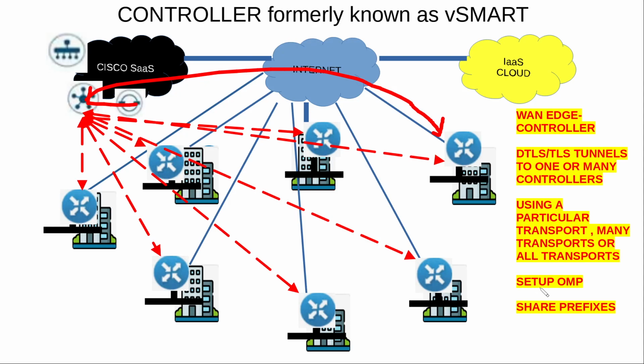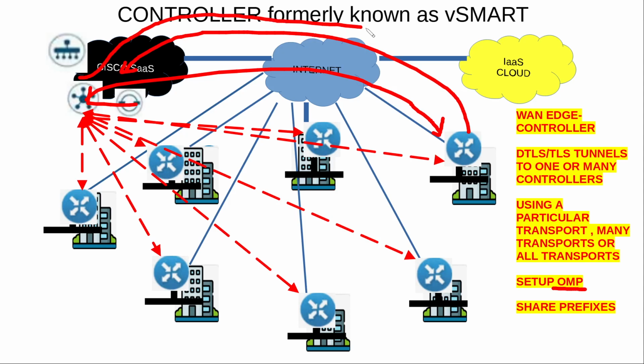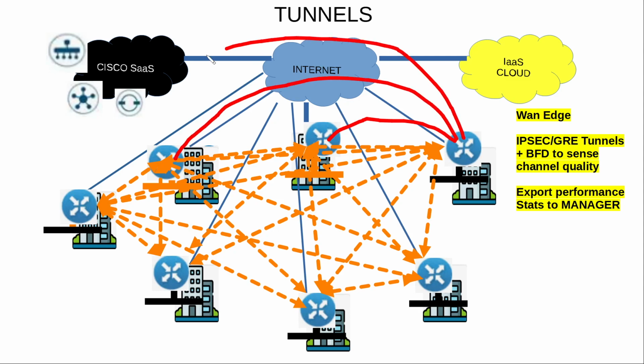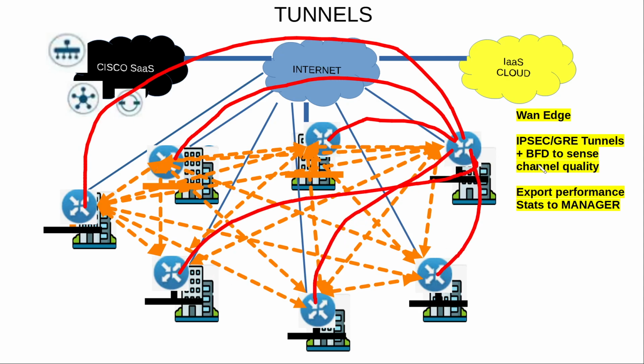Then they will run the Overlay Management Protocol that will let this WAN edge device advertise prefixes, and it will let the controller advertise prefixes belonging to other WAN edges to this WAN edge. With this prefix information, the WAN edges will be able to create tunnels between them that can be IPsec tunnels or GRE tunnels depending on your configuration, and they will also establish BFD sessions between them in order to assess the channel quality. With the help of BFD, they will be able to gather statistics regarding packet loss, latency, and jitter that they will be sending to the manager.